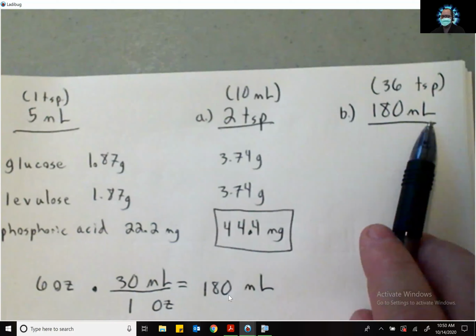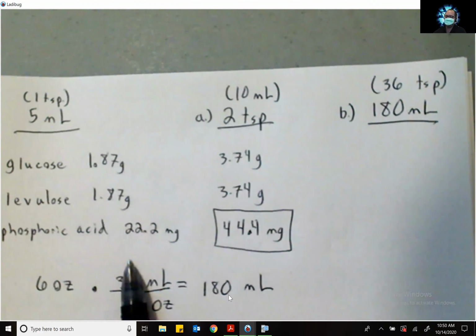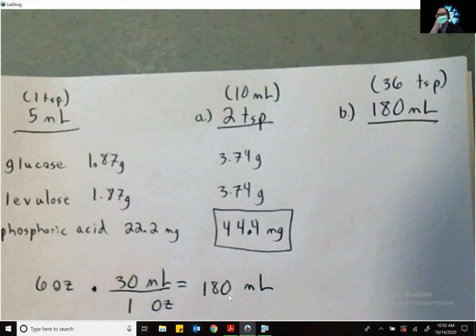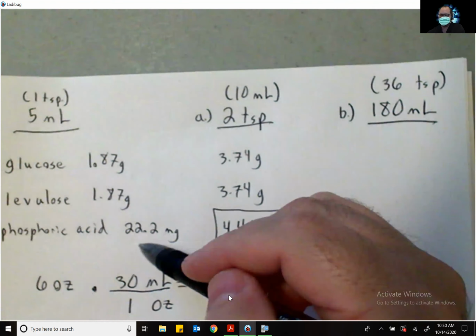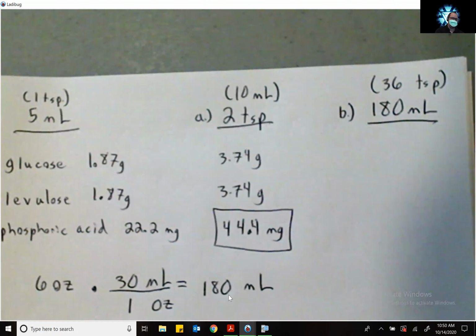Okay? So we can multiply these by 18, or what can we multiply these by? 36. Yeah, or you can multiply these by 36 to get all the same answers. Okay, but I like to take the 3.74 and multiply it by 18.